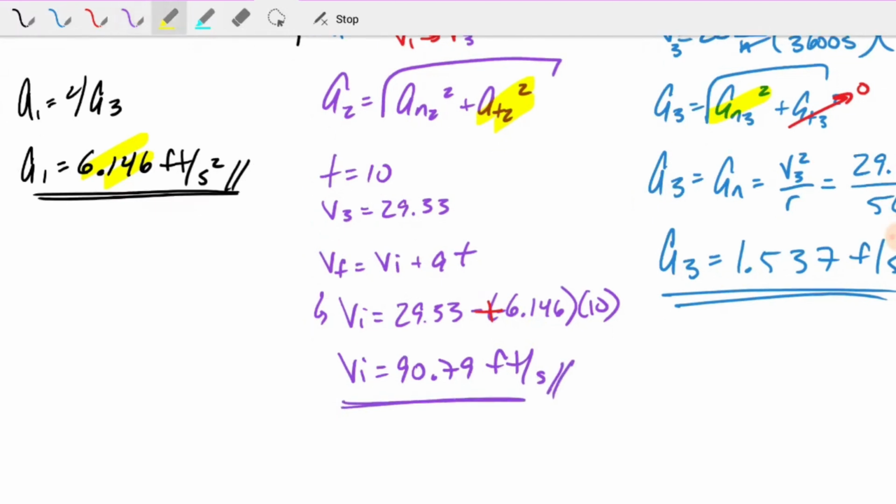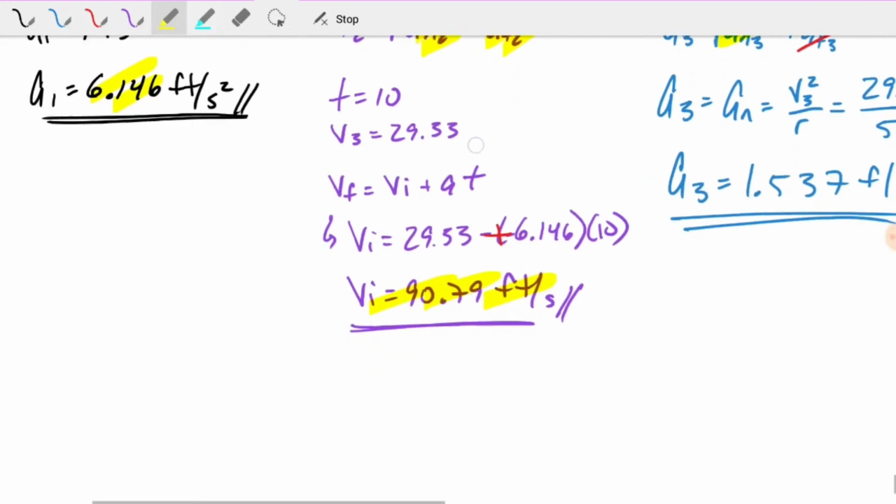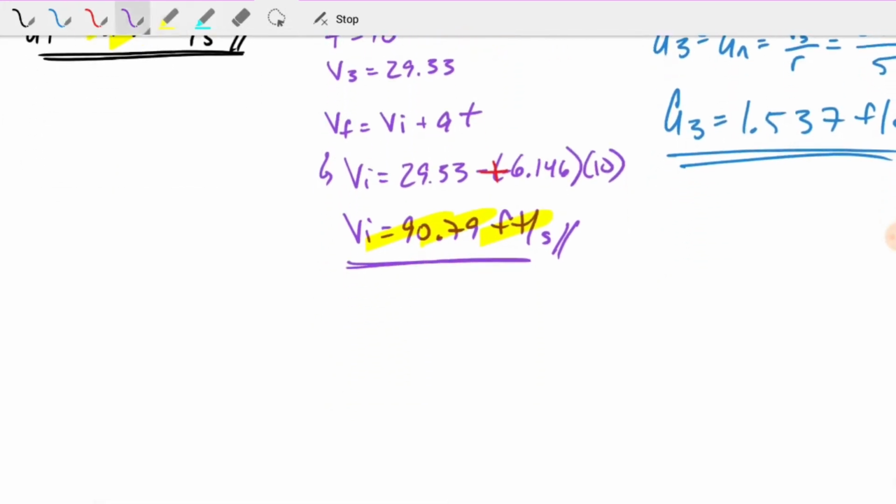So this velocity is going to go here for our AN squared. So now we can bring everything together and we can say A2, which I know is going to be the biggest now, is going to be the normal squared. The normal is 90.79 squared divided by 560. I got to square that.